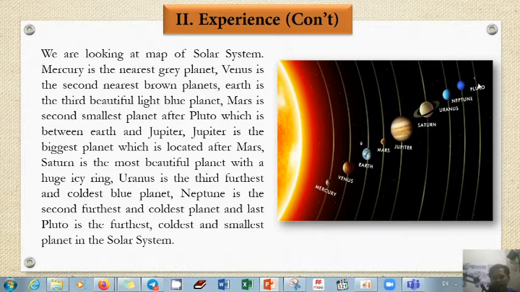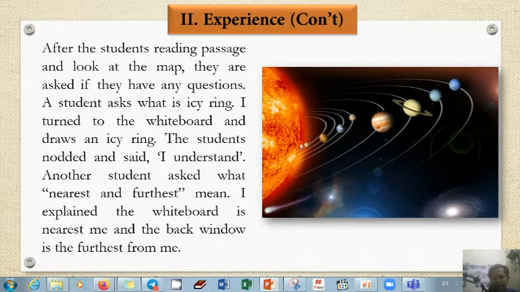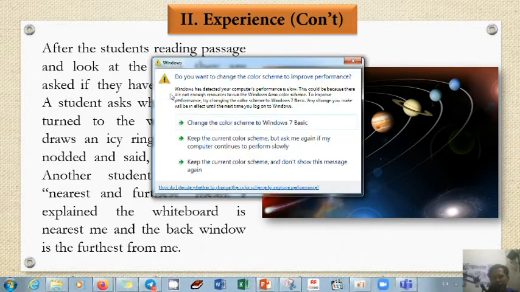And the last is Pluto. Pluto is the farthest, coolest and smallest planet in the solar system. So in total we have 9 planets in the solar system. And then I continue to explain to the students. After the students read the passage and look at the map, I ask if they have any questions.